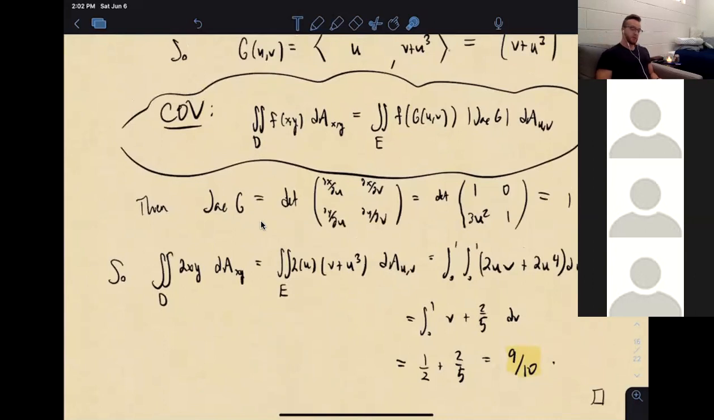Okay, so next example done. Green's theorem and change of variables, a one-two punch. Any questions about that one? Cool.